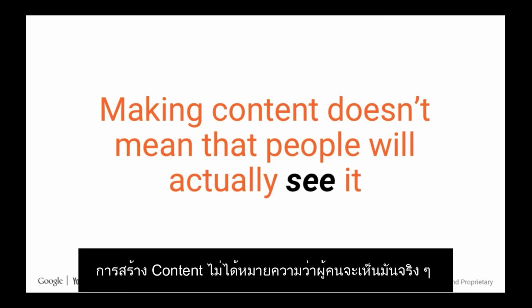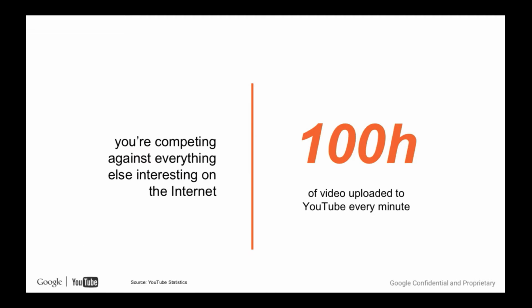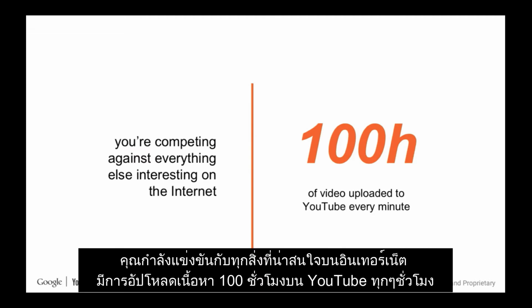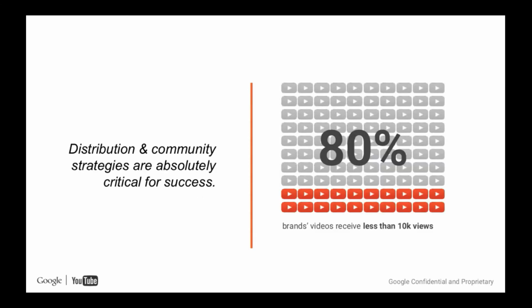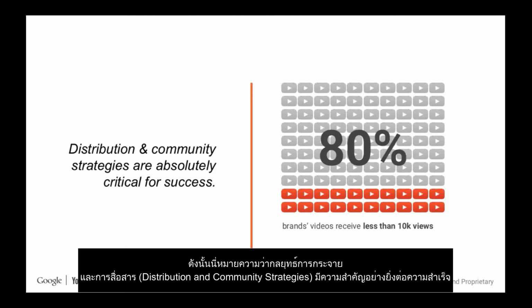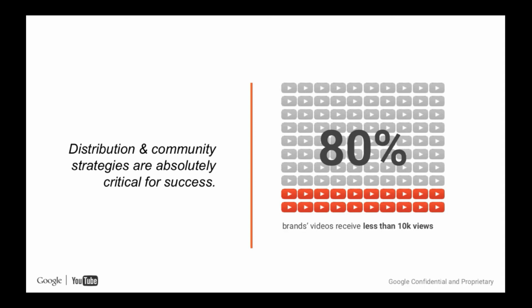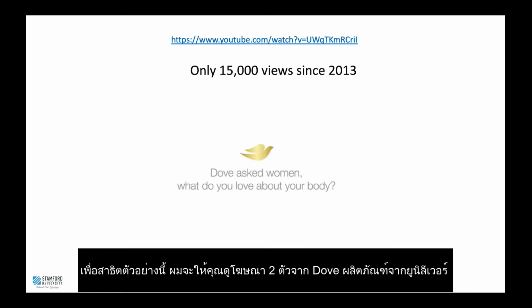So, making content doesn't mean that people will actually see it. And the problem is you're competing with so many different content creators on the internet and in YouTube. So YouTube, they have the stat here, but there's 100 hours of content that's uploaded every single hour. So you're competing for attention inside of there. So it means that you have distribution and community strategies are absolutely critical for success. You need the right strategy. And I'm going to show you a few examples.